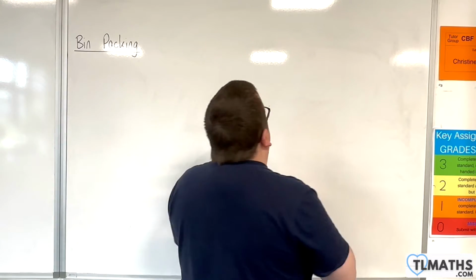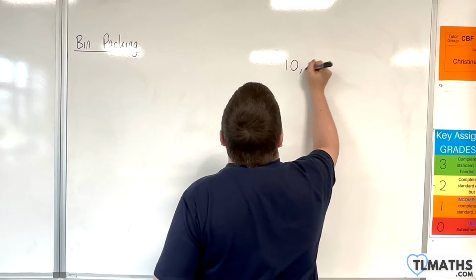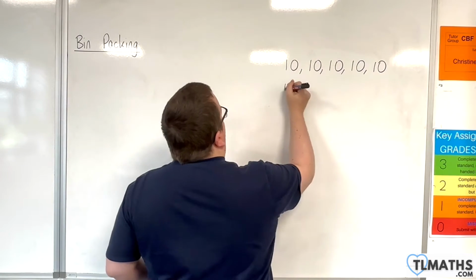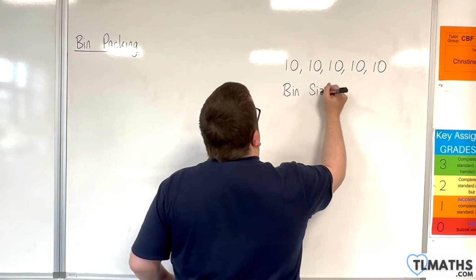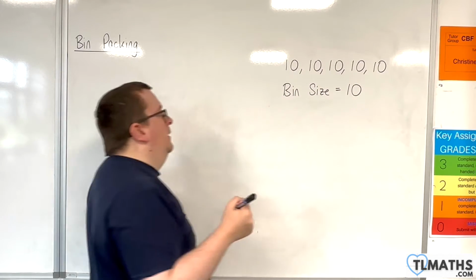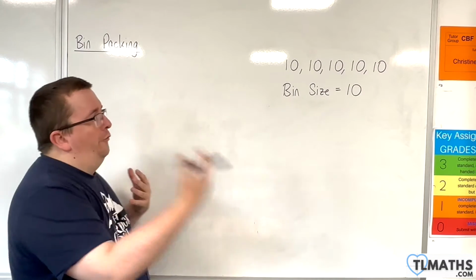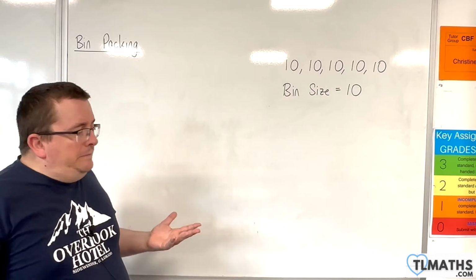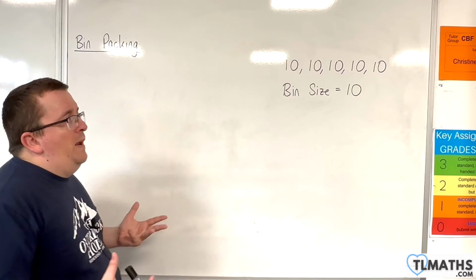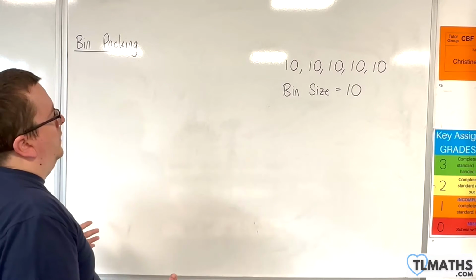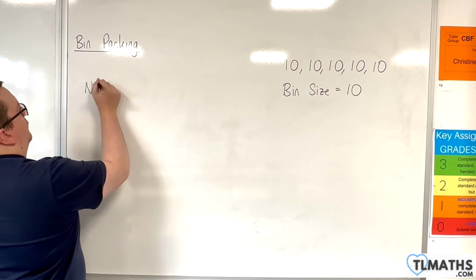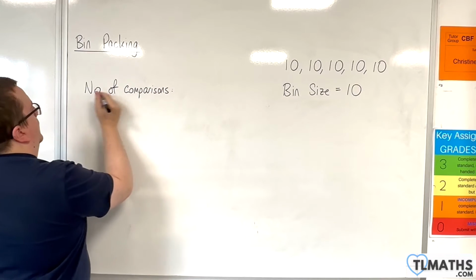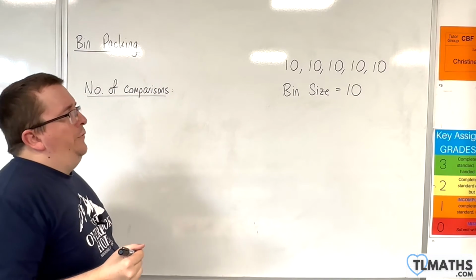So let's say we have 5 packages, all of size 10. And let's say that the bin size was also size 10. Now, if I was to use first fit or first fit decreasing on this, we need to understand that we would get the same results. So this would be a worst case scenario for both of those. Now, what we need to do is track the number of comparisons. Okay, so let's do that.